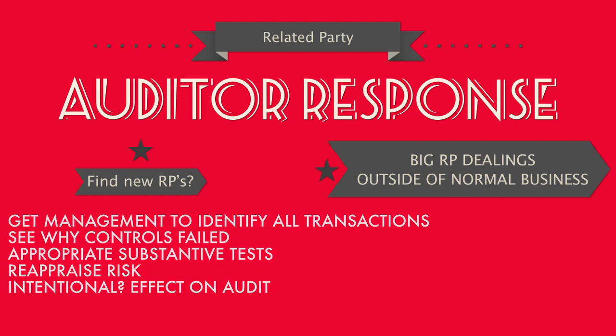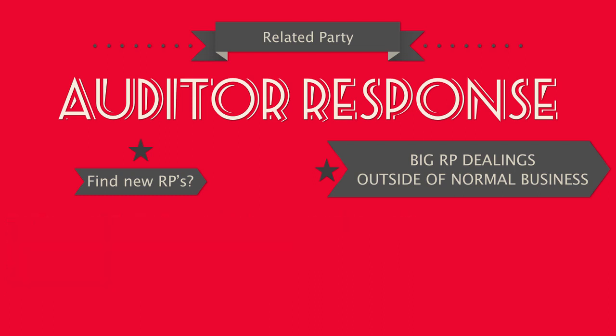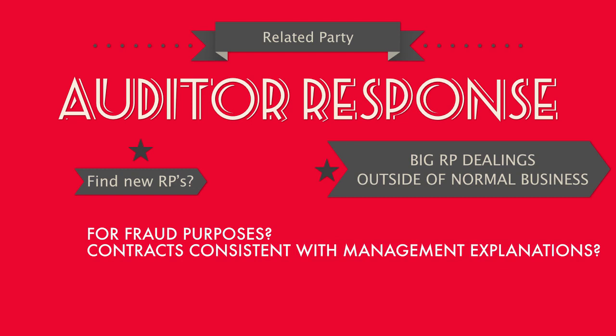Next, we're going to look at big related party dealings outside of the normal business. If we find these, what are we going to do? First of all, our big question is, look, is this for fraud? So we need to ask management, what's it about? Have a look at the contracts. Are they consistent with what the management says? Have all the transactions been authorised by proper personnel?